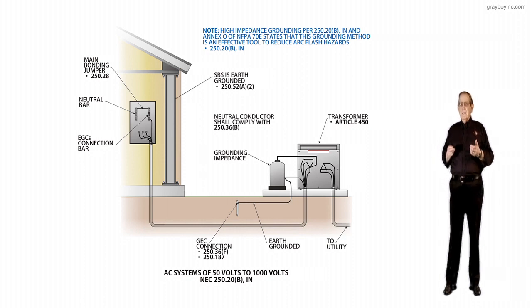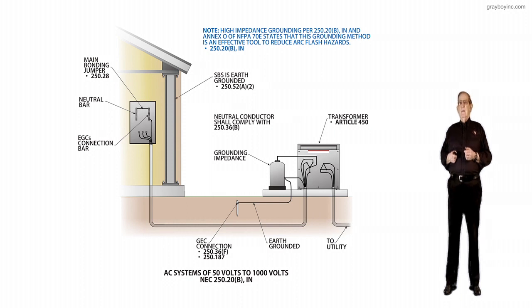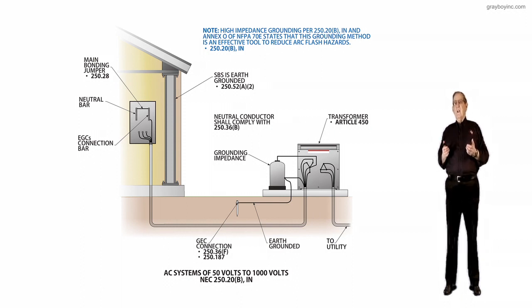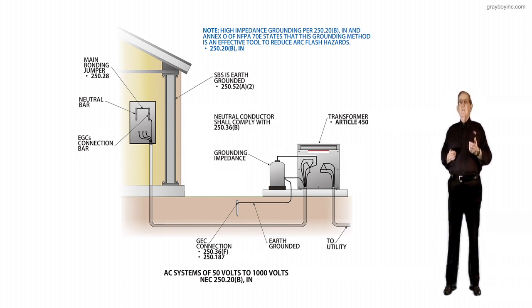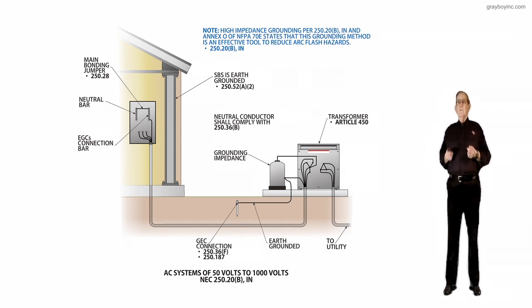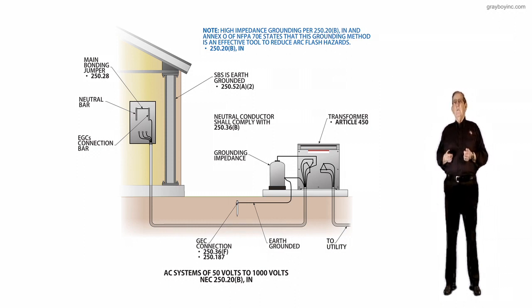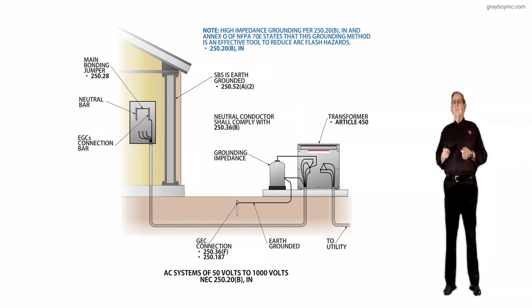Now notice, looking in the illustration, you have a grounding impedance listed there. The designer is grounding the transformer with a high impedance grounding system. Now notice the note, which I'm going to review at this point. We are told that if we review Annex O to NFPA 70E, then high impedance grounding provides an effective tool to reduce arc flash hazards, which we will talk about a little later in the program.